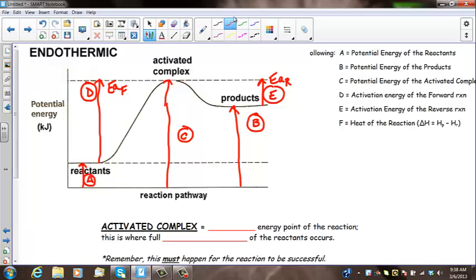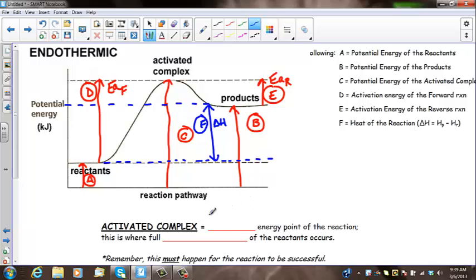And the heat of the reaction is the difference between the products and reactants. So I'm going to draw a dotted line because you would have to read these values off your graph. So there's my products. Down here is my reactants. So the difference between products and reactants right here, this is my delta H, or letter F.